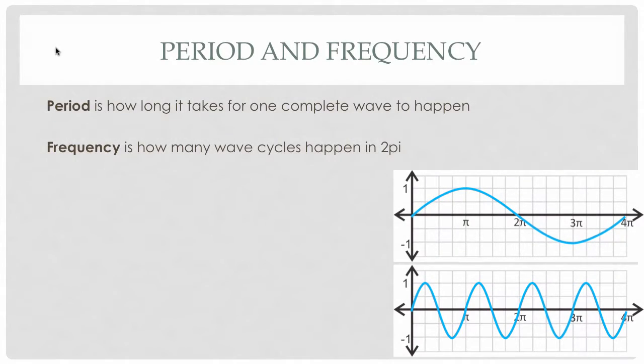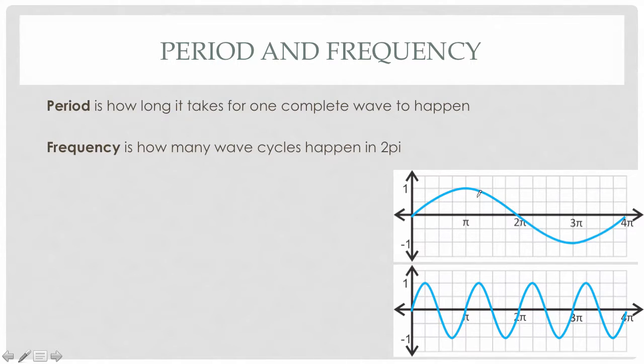Okay, the last big idea is this idea of period and frequency. When we talk about period with trig functions, period is how long it takes for one complete wave to happen. The frequency is how many wave cycles happen in 2 pi. So that's saying, as one lap around the circle, 2 pi, how many waves up and down happen? Period is how long is just one wave.